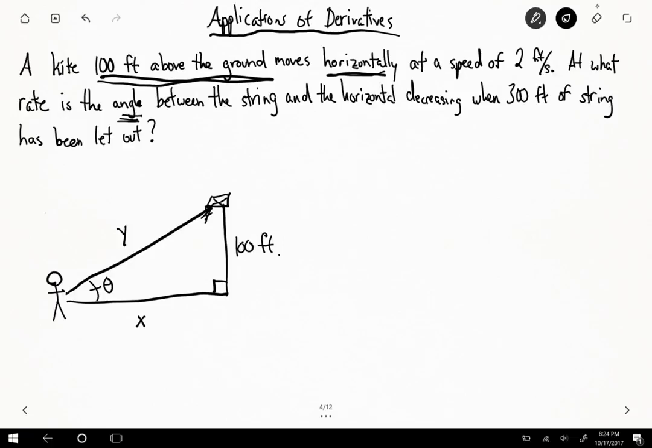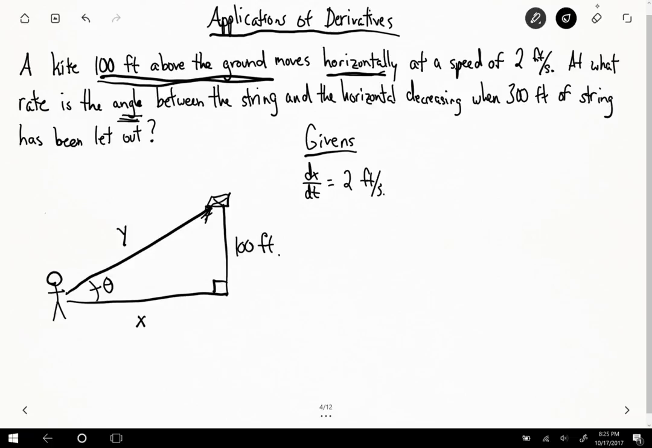So now with all these pieces together, let's see, how can we tackle this problem? Well, so this takes some guess and check work a little bit, but the information that we do have, now that we have our drawing, some of the givens. The 100 feet isn't changing, so that's already in there. We put that in the drawing. You have this moves horizontally at a speed of 2 feet per second. Okay, so what does that mean? Well, that means dx dt equals 2 feet per second.